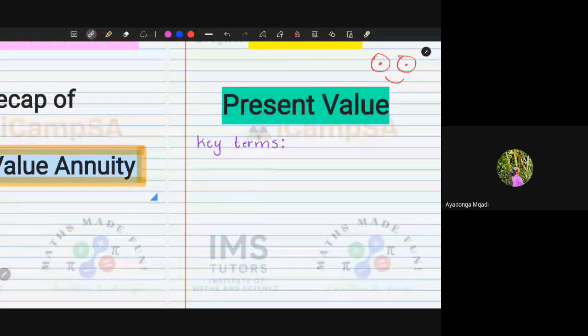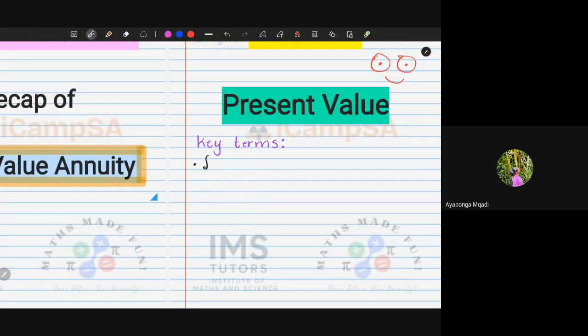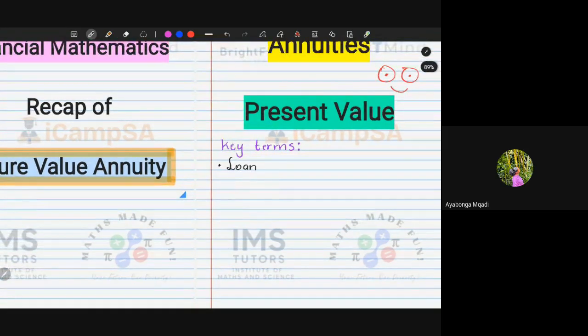So when you're looking at a present value problem, how do you know that it is a present value problem? There are key terms that you should look at. One of them is the term loan. Once we see the term loan, we should know that we are dealing with a present value problem. Another term to look out for when dealing with these annuities is borrow. Once you see borrow, you should know that that key term belongs under present value annuities. Once you see the term bond, bond is what your parents take from the bank. Essentially it's money they borrow from the bank to buy a house.